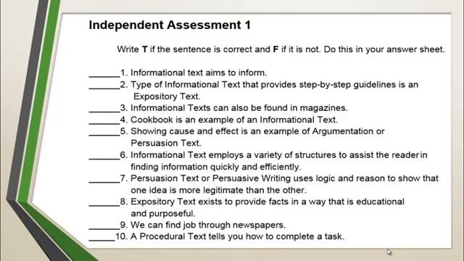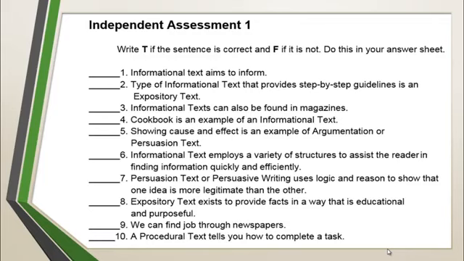Independent Assessment 1. Write T if the sentence is correct and F if it is not. Do this in your answer sheet. 1. Informational text aims to inform. 2. Type of informational text that provides step-by-step guidelines is an expository text. 3. Informational texts can also be found in magazines. 4. Cookbook is an example of an informational text.